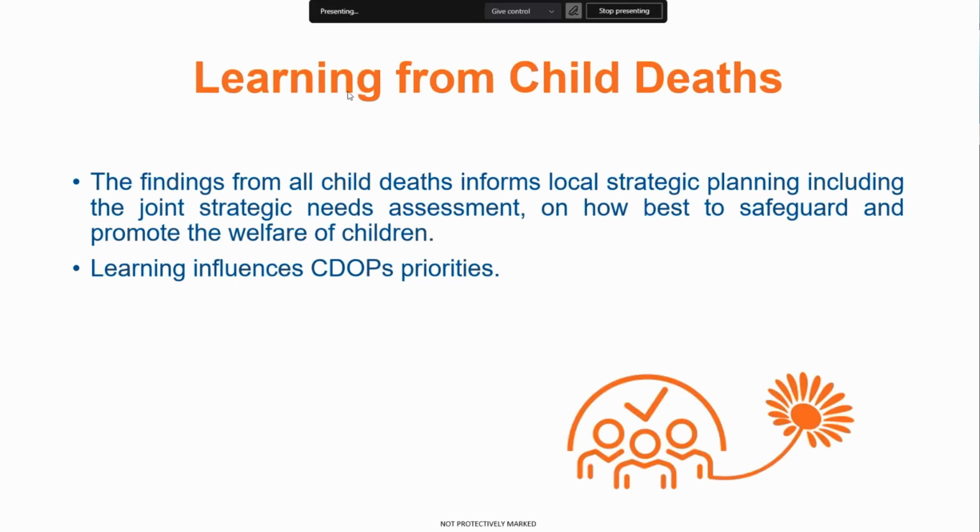In terms of learning from child deaths, the findings from all child deaths inform local and strategic planning, which would include any joint strategic needs assessment, or how best to safeguard and promote the welfare of children and young people across North Yorkshire and the City of York. Learning also influences the CDOP priorities every year. So the CDOP identifies certain things that it wants to take forward in order to try and reduce any further deaths.